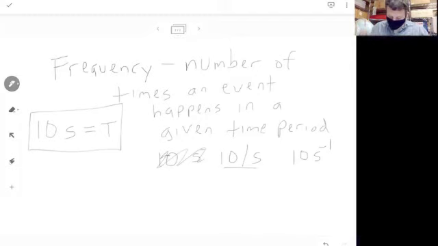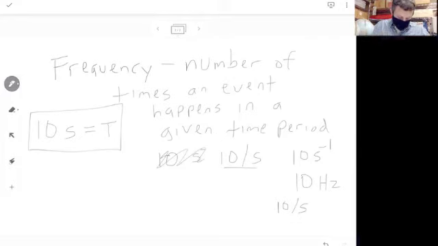Inverse seconds is not a unit we often see, so instead you're going to see it written as 10 hertz. That means the same thing. So when you see 10 hertz, that means something happens 10 times per second. When you see a period of 10 seconds, that does not mean it happens 10 times per second. It means it happens once in 10 seconds.